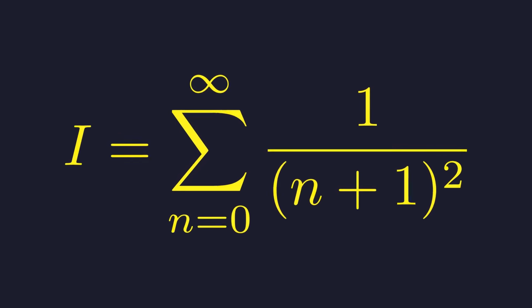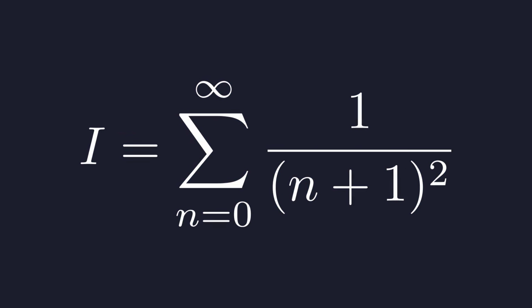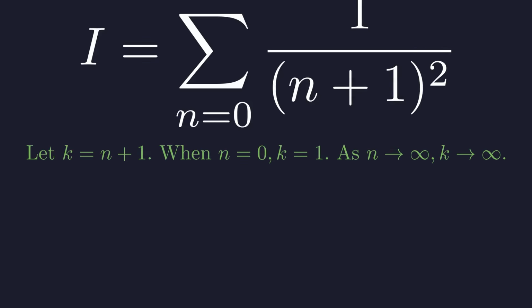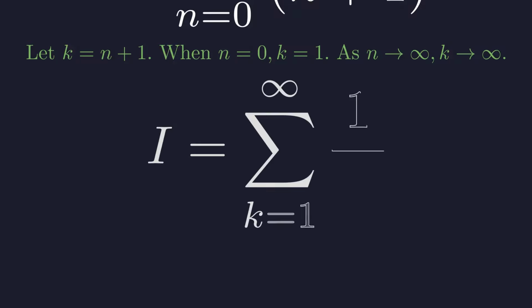To make this more familiar, let's reindex. Let k equal n plus 1. When n starts at 0, k starts at 1. As n goes to infinity, so does k. The sum transforms from n equals 0 to infinity into k equals 1 to infinity. With this substitution, the series takes its famous standard form.